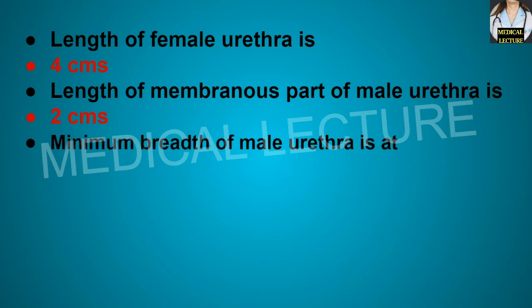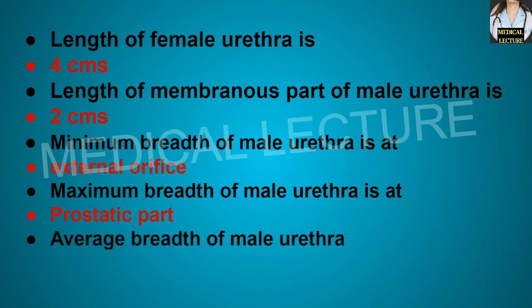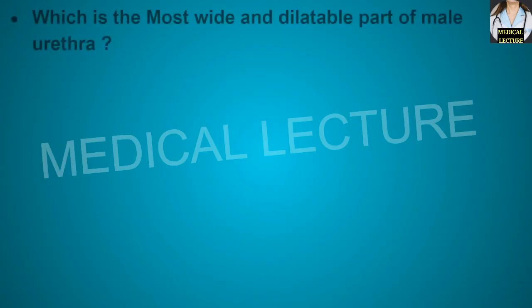Where is the minimum breadth of the male urethra? So it is at the external orifice. Where is the maximum breadth of the male urethra? So it is at the prostatic part. Average breadth of the male urethra is about 6 mm. Which is the most wide and dilatable part of the male urethra? So it is the prostatic part.